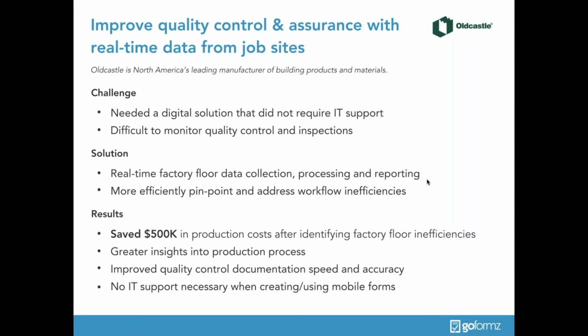With improved quality control documentation, speed, and accuracy, Oldcastle achieved an amazing savings of $500,000 in production costs after identifying factory floor inefficiencies. All right, now that we've discussed each of the 7 most common use cases for construction mobile forms, let's discuss how digitizing and automating your document sharing, processing, and record keeping can further transform your operation.